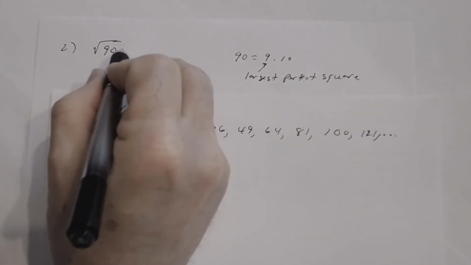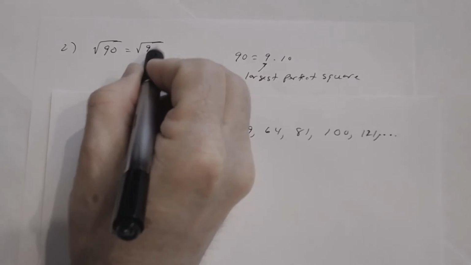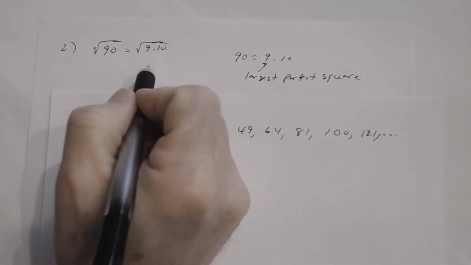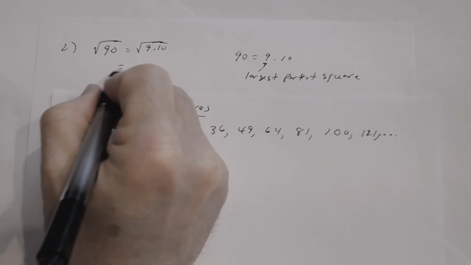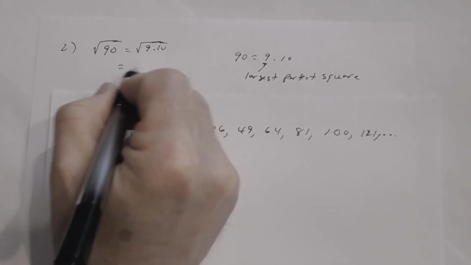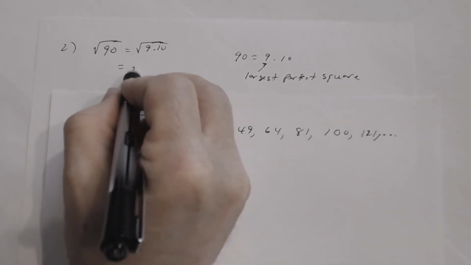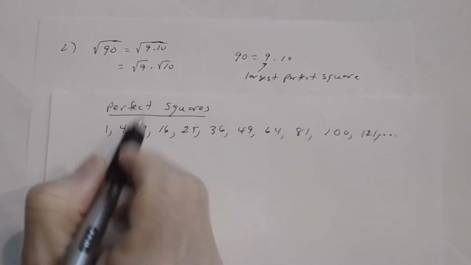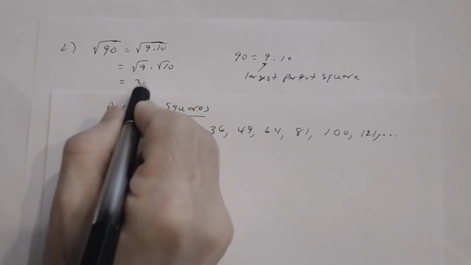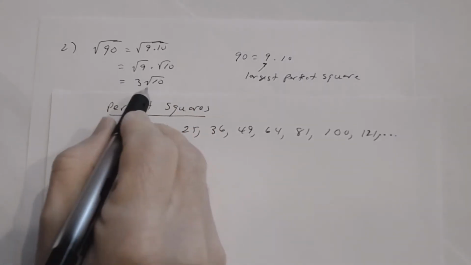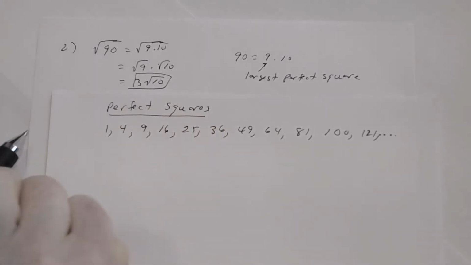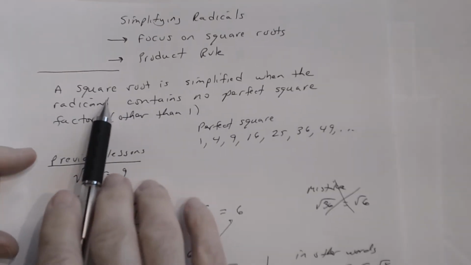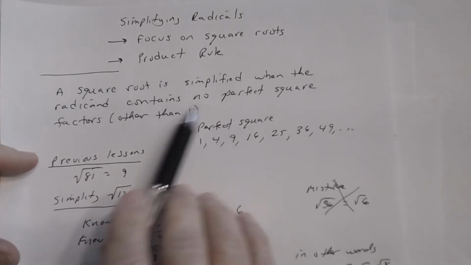So I'm going to write this as the square root of 9 times 10. See that? Then I'm going to use the product rule. So according to the product rule, that means I can write this as a product of square roots of each of those factors. So that's the square root of 9 times the square root of 10. And I know the square root of 9 will be 3. And the square root of 10, I cannot simplify any further. So the answer is 3 square root of 10. Okay? All right. So remember, a radical is simplified when the radicand contains no perfect square other than 1.